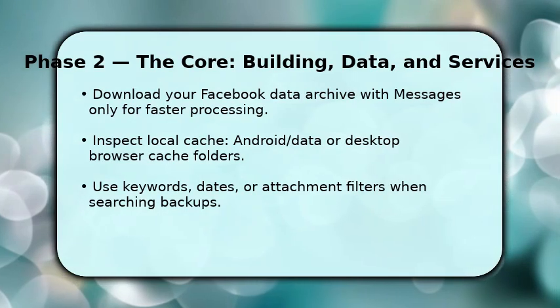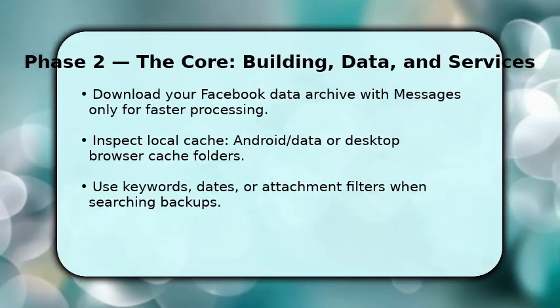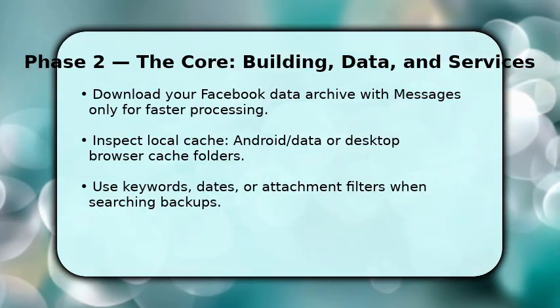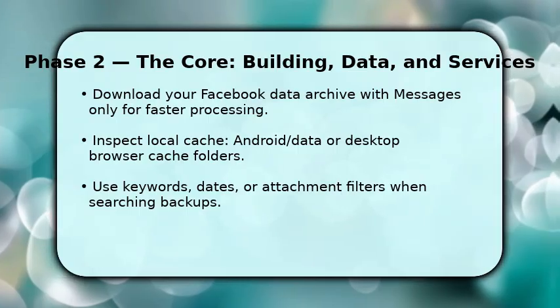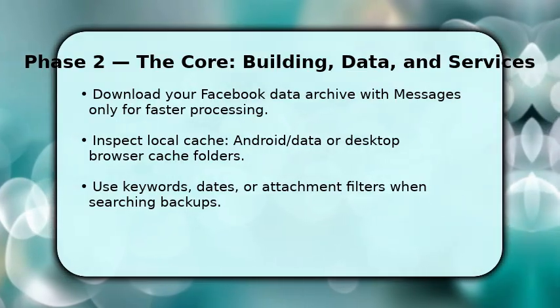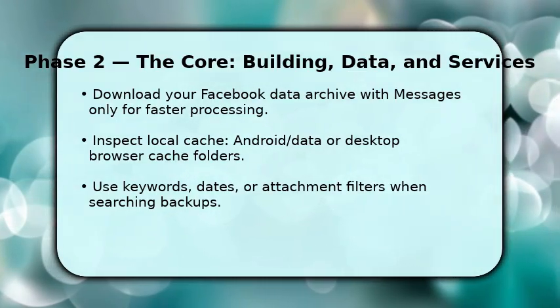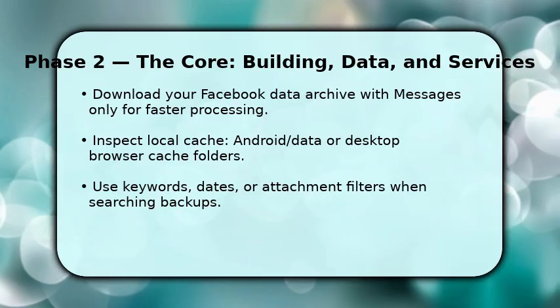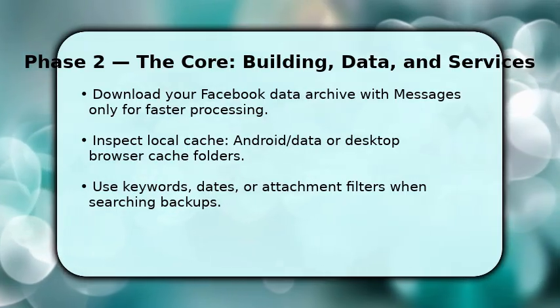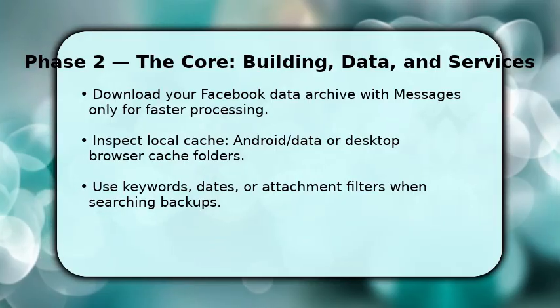Now you pull the deeper sources. Request your Facebook data archive and choose messages only because that speeds download and isolates relevant files. While the archive processes, inspect local cache. On Android, check Android/data and browser cache on desktop, since attachments and text fragments sometimes remain there.